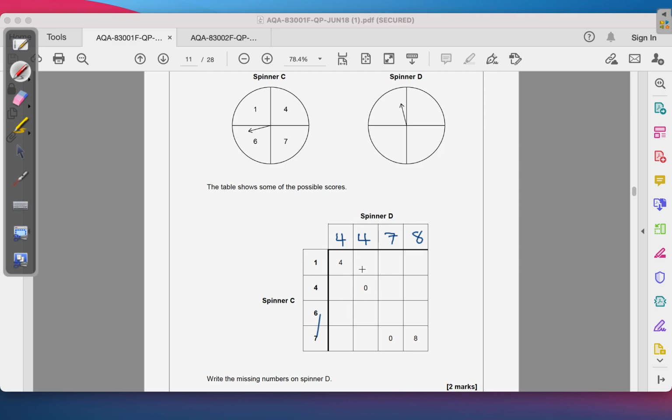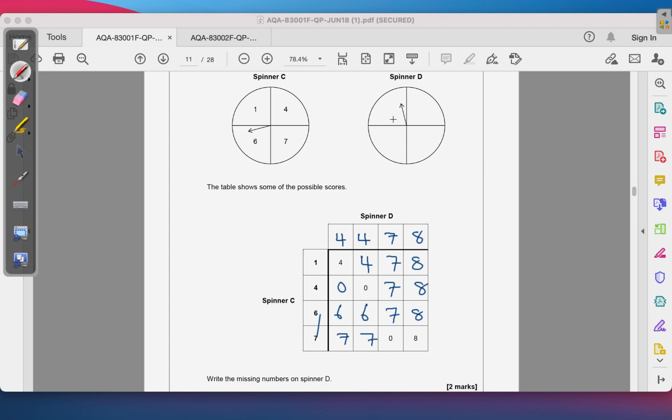Okay, so 4 and 1, higher number, choose the higher number. Okay, if the numbers are different, we choose the higher number. Numbers are the same, so it's going to be 0, then higher number again and again. Okay, there we go, that's it.